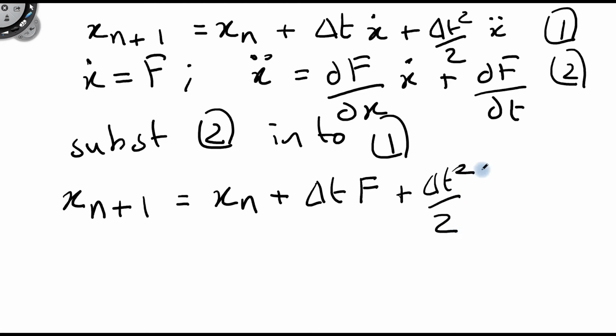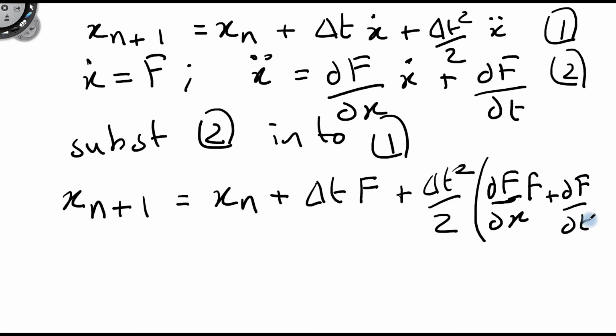delta t squared on 2 partial f by dx. And here I appreciate that x dot is just f, so I can put f in here and partial f by dt. And let's put the order just up here, order delta t cubed. Okay, find a nice big whiteboard, I could just fit it in really easily. So that's the ODE Taylor series.